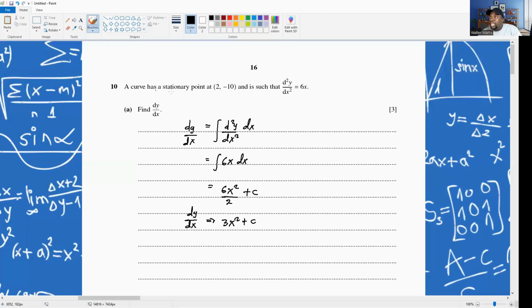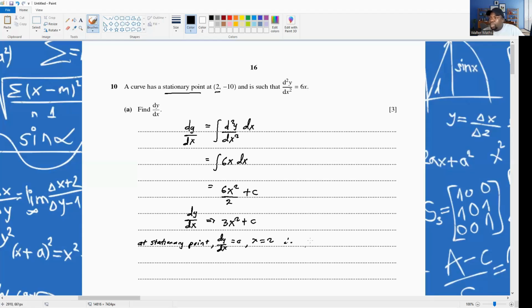But we know that at the stationary point, dy by dx should be equal to 0. And here we've also been told that at the stationary point, the x value will be 2. So we can use that substitution to get the value of c.